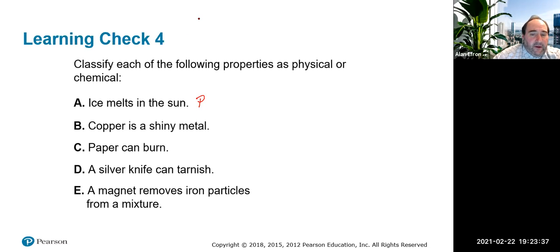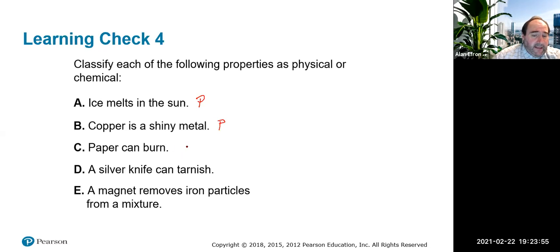Same thing here with our copper. Copper is a shiny metal. That's really a physical characteristic, right? Observation type characteristics like color, appearance, boiling points, melting points, states.